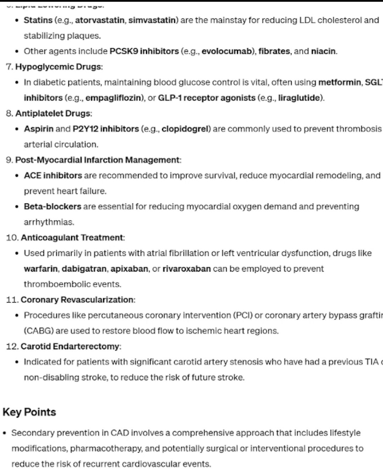11. Coronary revascularization. Procedures like percutaneous coronary intervention, PCI, or coronary artery bypass grafting, CABG, are used to restore blood flow to ischemic heart regions. 12. Carotid endarterectomy, indicated for patients with significant carotid artery stenosis who have had a previous TIA or non-disabling stroke to reduce the risk of future stroke.